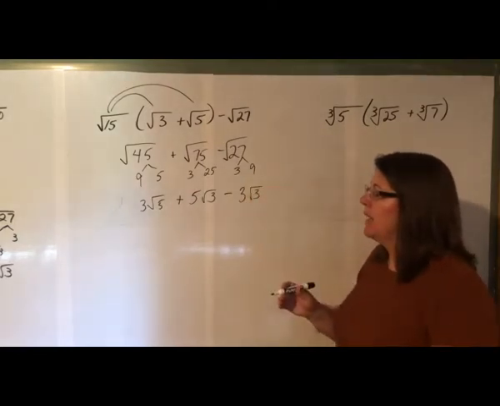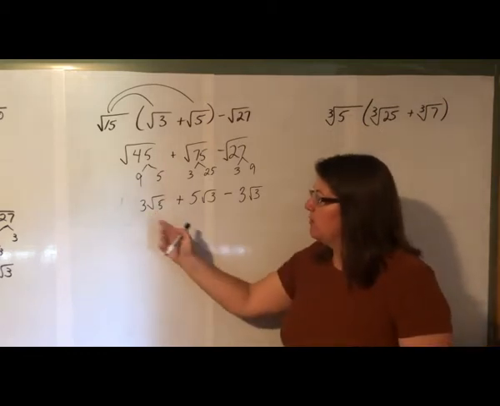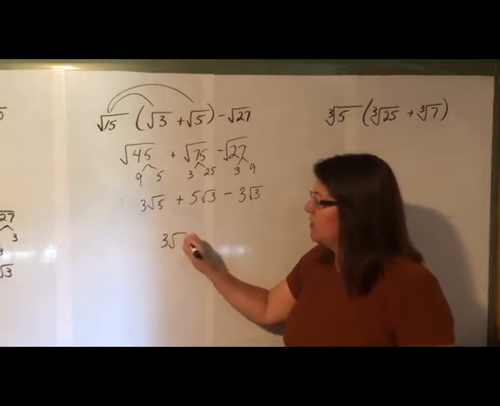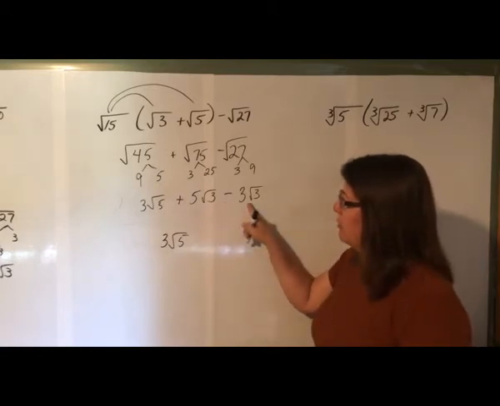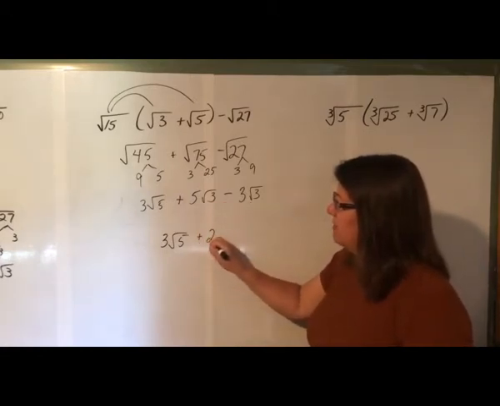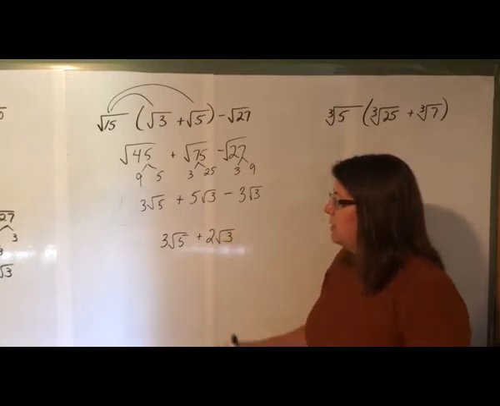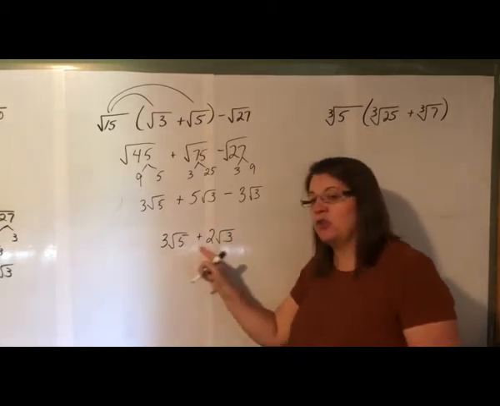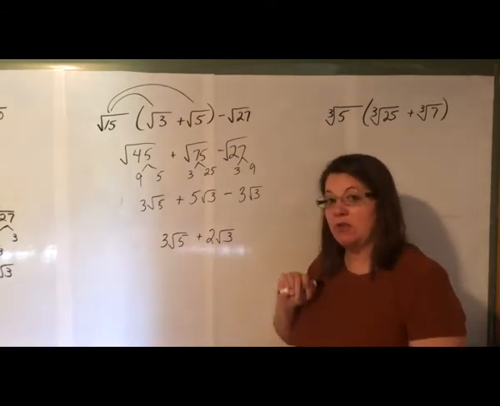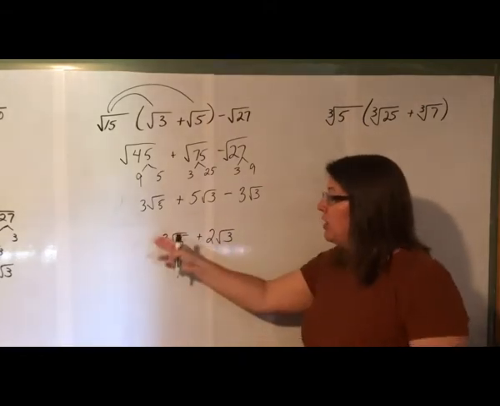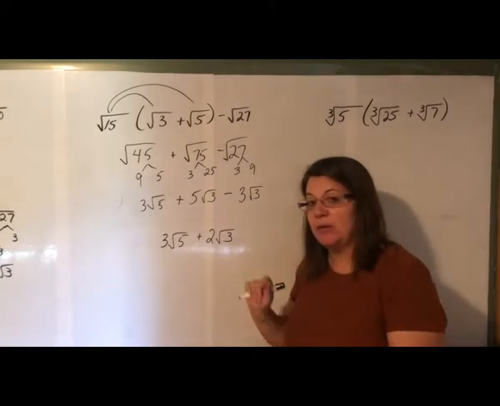So now I'm going to combine like terms. 3 square root of 5 doesn't have any like terms, so that just comes down as part of my answer. And then 5 square root of 3 minus 3 square root of 3 is a positive 2 square root of 3. I can't do anything else. That expression would be my answer. These are not like terms, so I have to leave it like that. It's okay to have several expressions within your answer and it still be simplified.